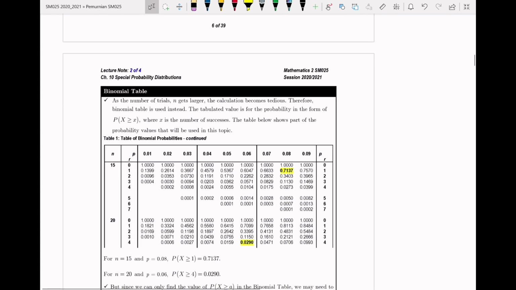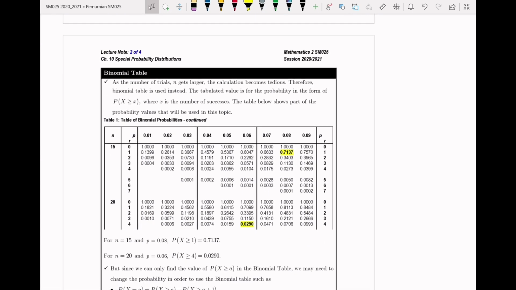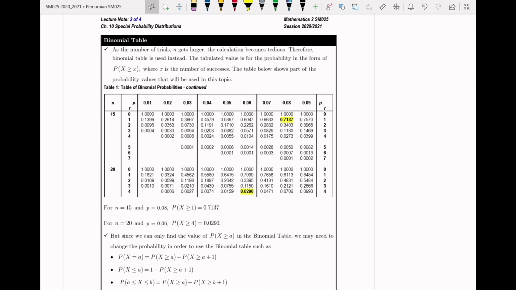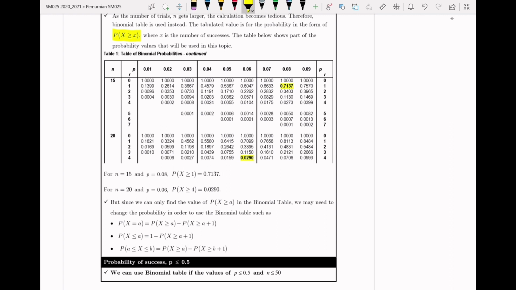We have a binomial table that we can use to find the probability, but we need to know that the binomial table just gives us the probability in the form of P(X ≥ x), where x is the number of successes. For example, if we have n equals 15, p equals 0.08, we need to find P(X ≥ 1). Remember, the table only gives the probability in the form of P(X ≥ x).